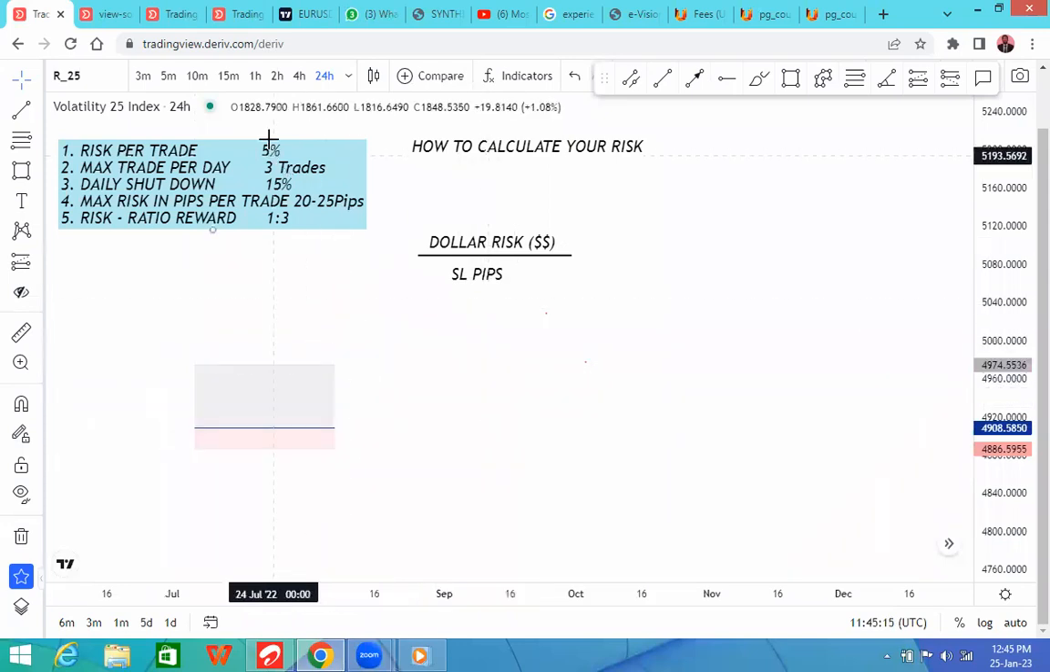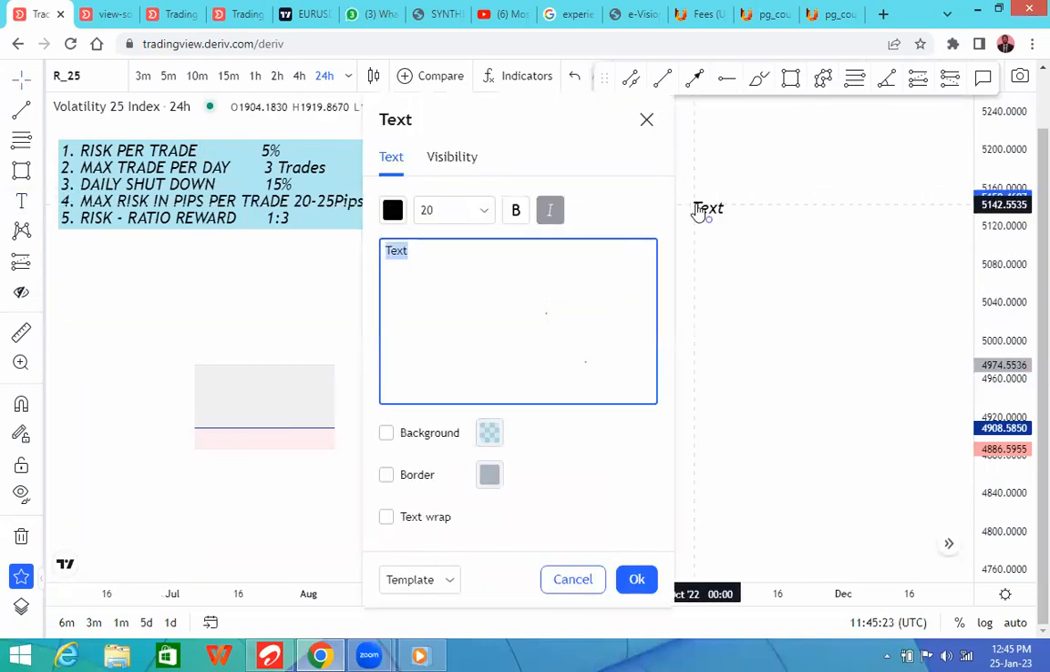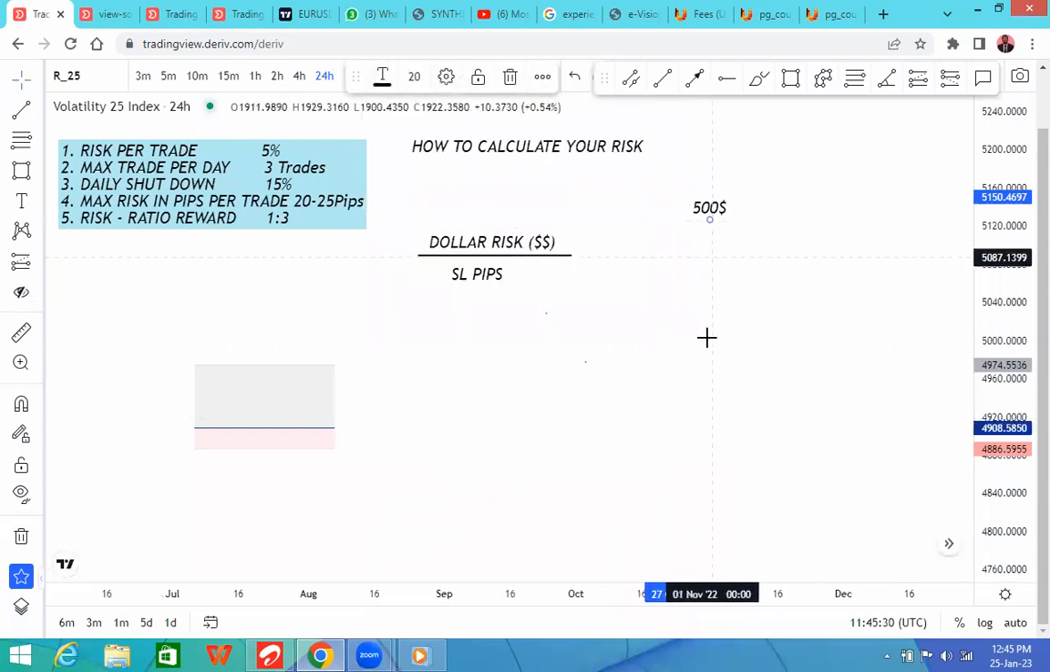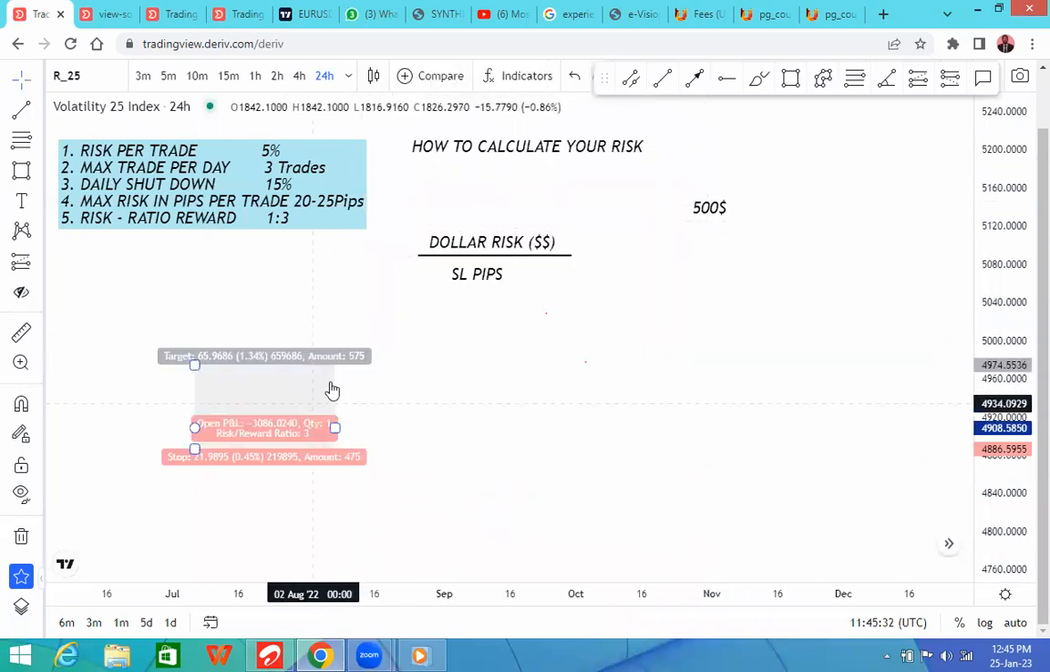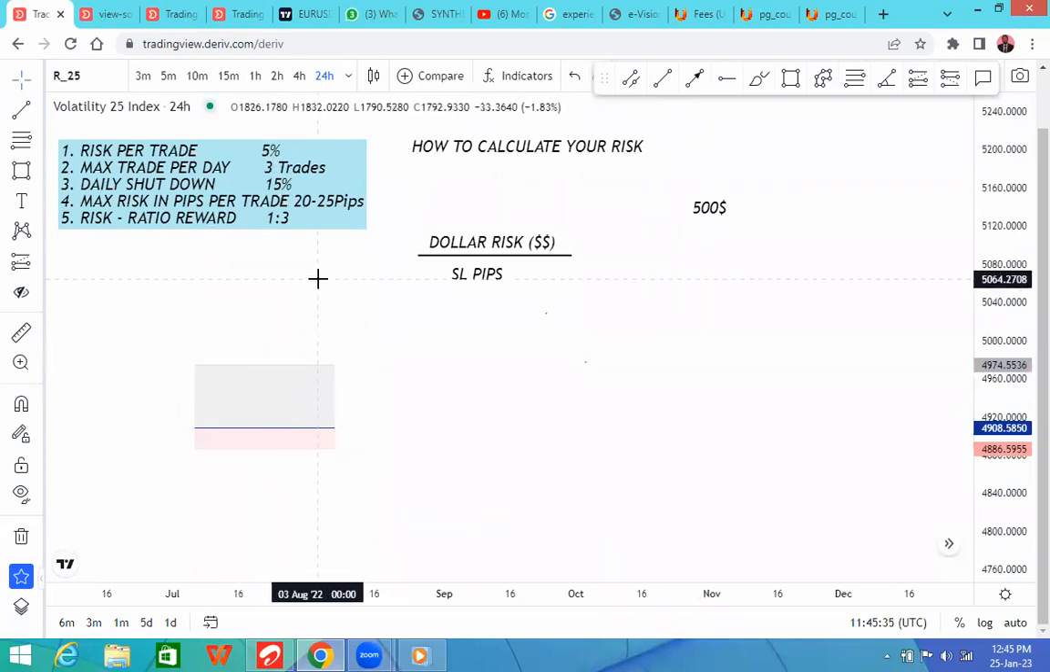Remember, I'm risking only 5% of my account. So let's say my account is $500. If my account is $500 and I want to risk 5%, what is 5% of $500? Please drop that in the comment box for me.